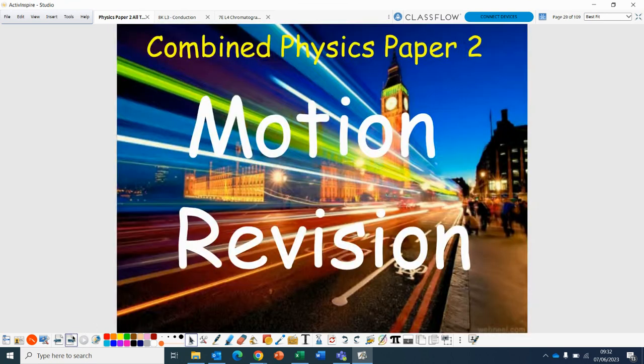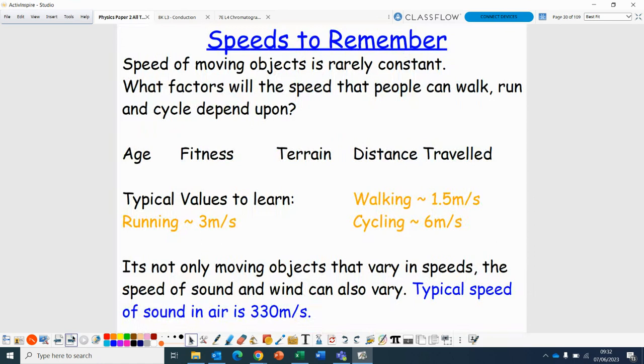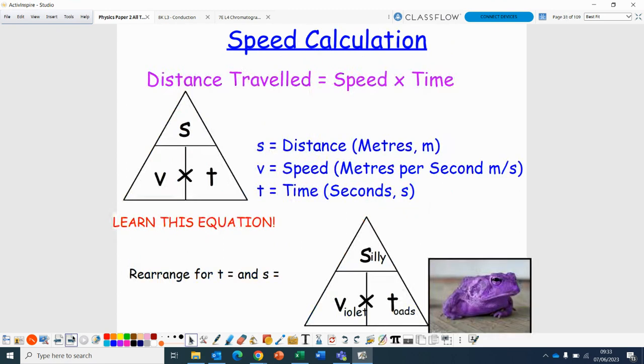Okay, motion. You need to know that walking is 1.5 meters per second, running is 3, and cycling is 6, as an approximation. It depends upon age, fitness, terrain, etc. Do make sure you remember 1.5 doubled, and that's the easiest way to remember it. They might ask you to compare them. So, for example, cycling is 4 times faster than walking. You also need to know the typical speed of sound in air is 330 meters per second. They do sometimes do that in standard form, so just be careful with that.